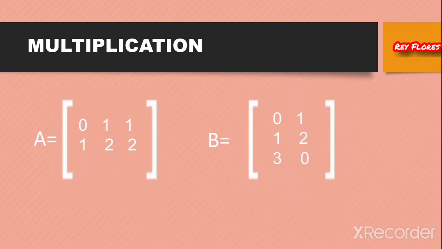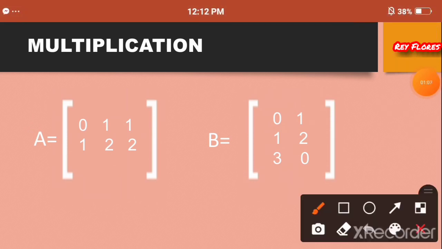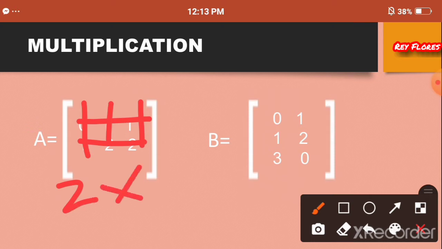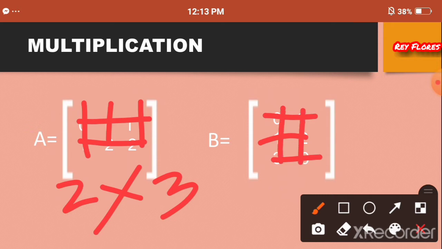In multiplication guys, still the same, we should be careful in determining the sizes of a matrix. So again, in determining the sizes of the matrix, just count the number of rows by the number of columns. In the first matrix we have 1, 2, 1, 2, 3, so we have a 2 by 3 matrix, and the second one has 1, 2, 3, 1, 2. We have a 3 by 2 matrix.